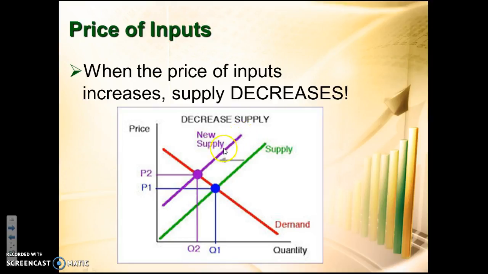In reality, when this happens, the green one just goes away completely. Obviously on our graph, we can't really erase them all the time, but in real life they go away. And the only supply curve that really matters anymore is this purple one, the new one.